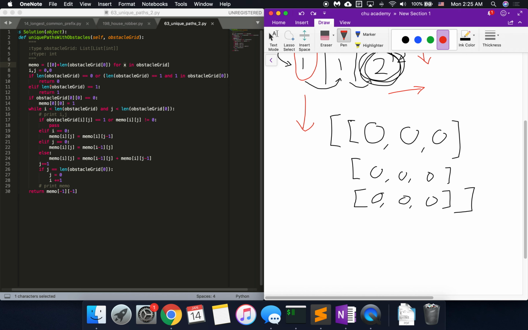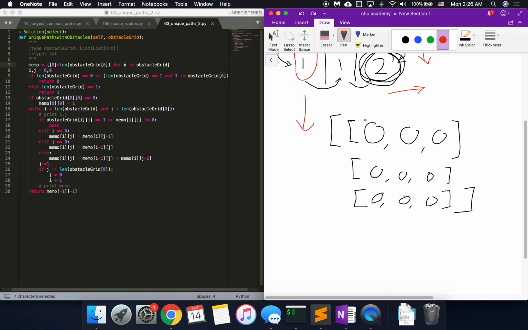If this isn't the case and the length is 1, meaning just this one array, and there are no ones, then it's a clear path, so there will always be one unique path, right? And if this starting index isn't blocked by a 1, then you set the memo table equal to 1. Otherwise you have to return 0.